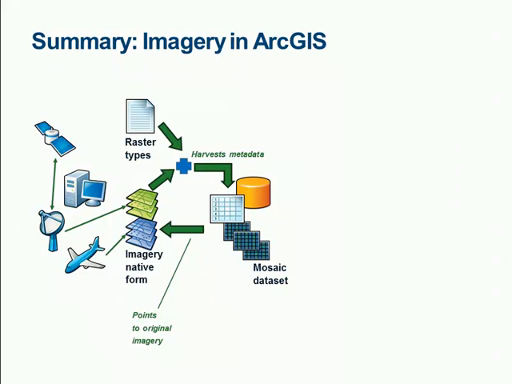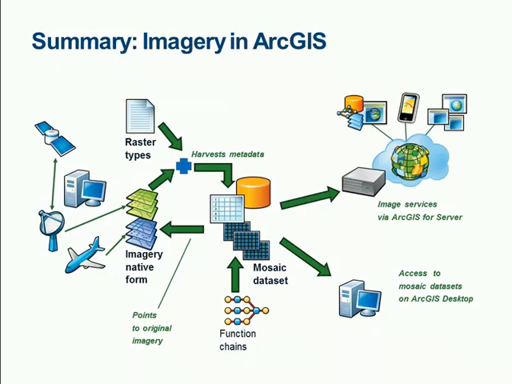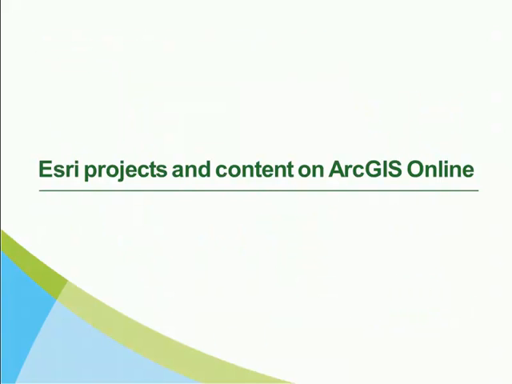Now, depending on the file format, for efficiency, you may want to reformat the images, but in general, you do not have to. You can leave the images in their original format. Now, depending on what you're doing with that imagery, you may apply functions to generate multiple products, and then the Mosaic dataset can be shared locally to ArcGIS desktop users. If you're serving out to users on web and mobile and desktop clients, then you'll need to be using ArcGIS for Server to serve out image services.